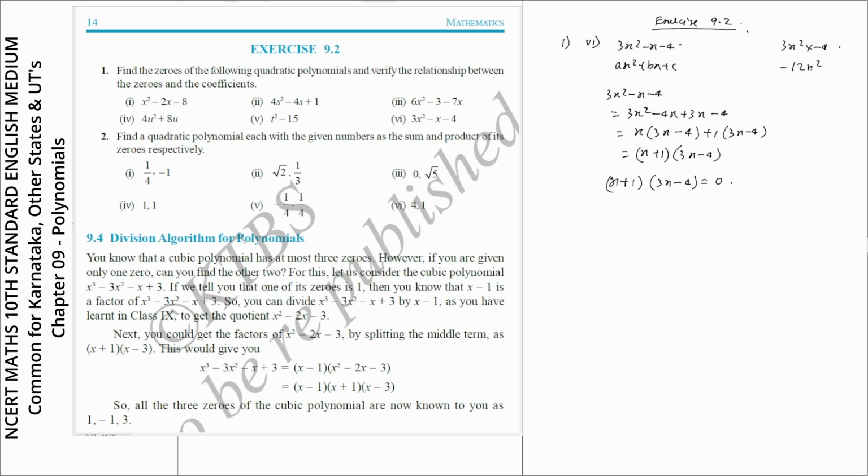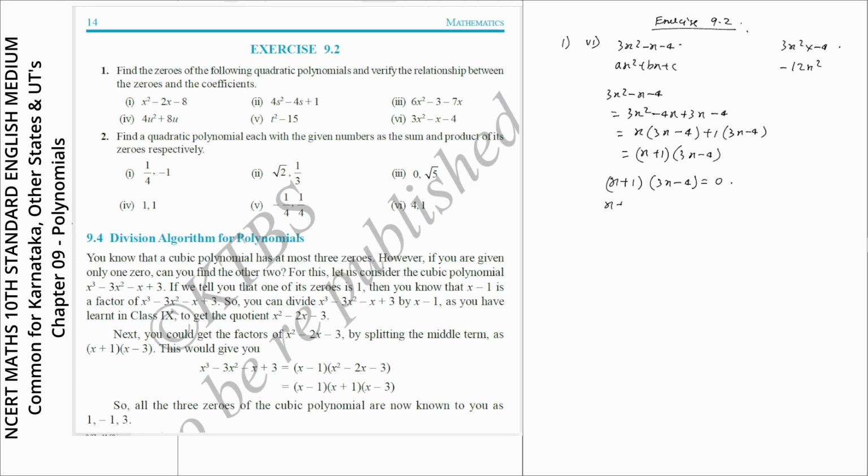Why I am equating it to 0? To find the zeros, or to find the root, we should equate the polynomial to 0. So the polynomial I have factorized and converted in this form. Now I have equated to 0.